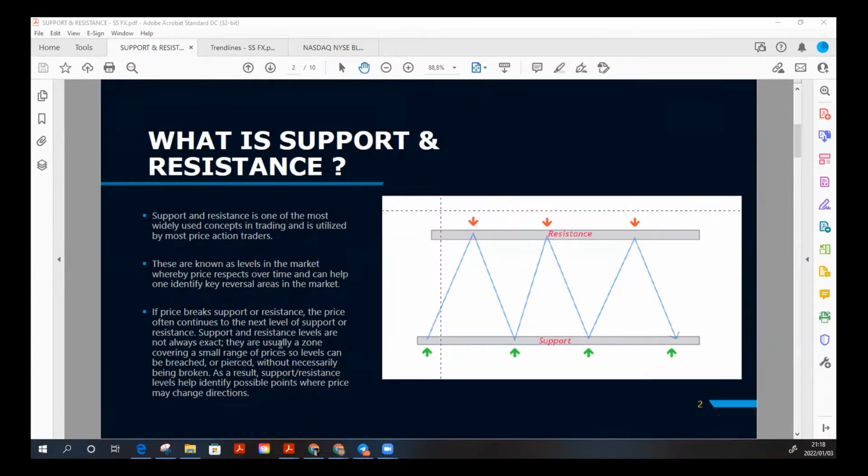of support or resistance. Support and resistance levels are not always exact. They are typically a zone covering a small range of price so that levels can be breached or pierced without necessarily being broken. As a result, support and resistance levels help to identify possible points where price may change directions. So, for example, you're always looking for a resistance on the top, and you will always look for a support on the bottom, as indicated in this example here.